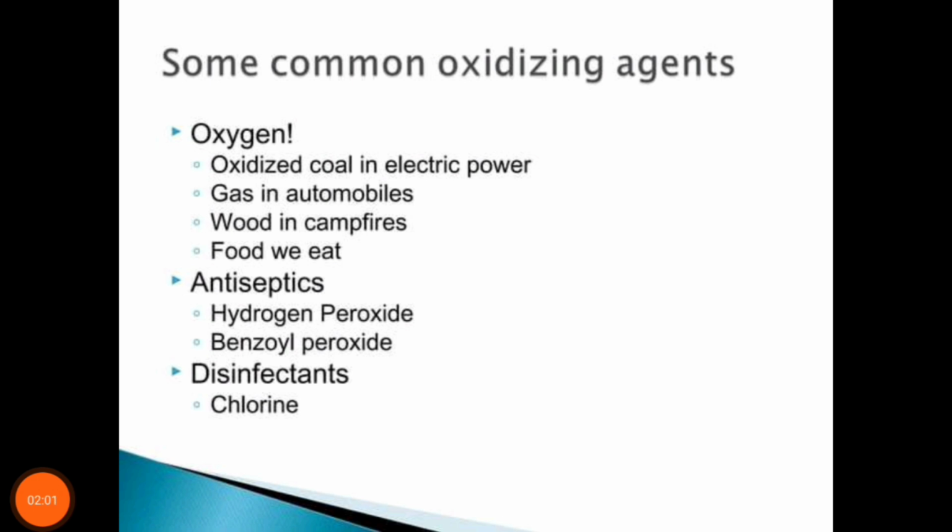Some common oxidizing agents are those that oxidize coal in electric power, gas in automobiles, wood in campfires, and the food we eat. Others include antiseptics, hydrogen peroxide, benzoyl peroxide, disinfectants, and chlorine.